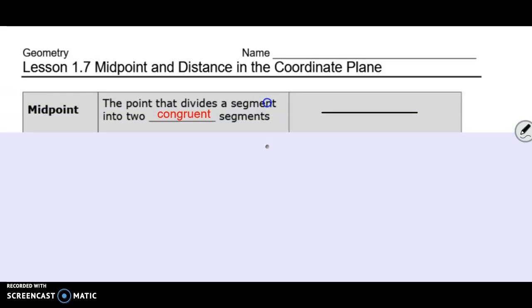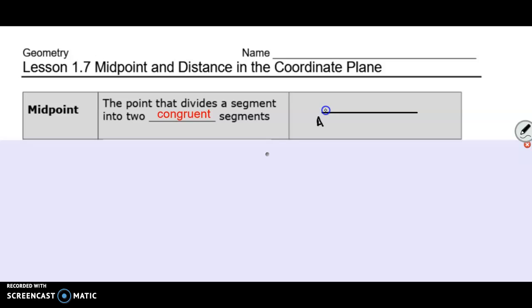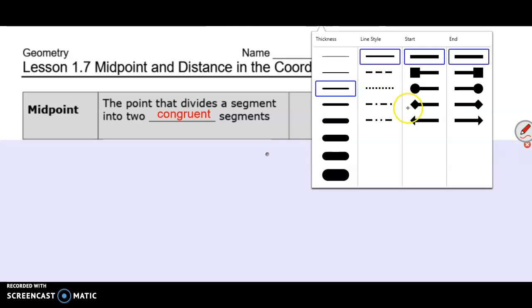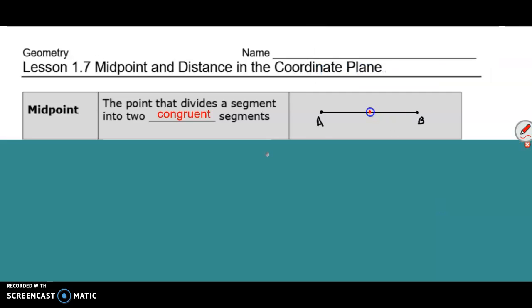All right, in lesson 1-3, we talked about midpoint. A midpoint is the point that divides a segment into two congruent segments. And remember, congruent means equal. So let's say we have this segment and it has endpoints A and B. The midpoint is going to be exactly halfway. So if you eyeball it there, I'm going to call it M for midpoint.